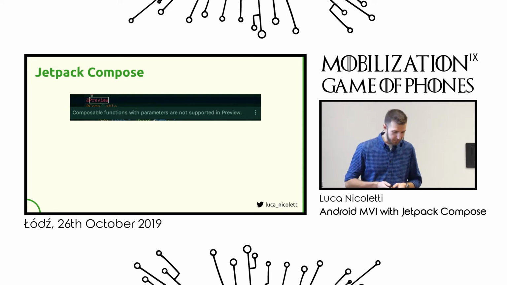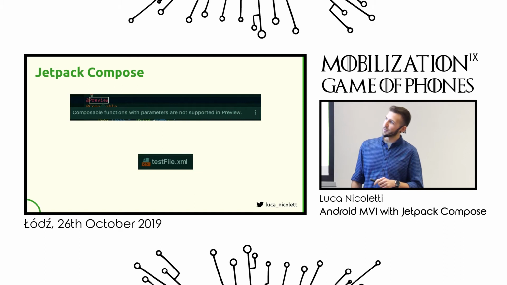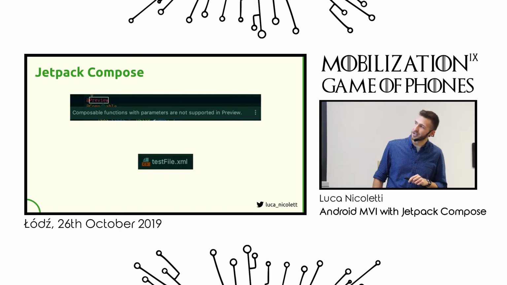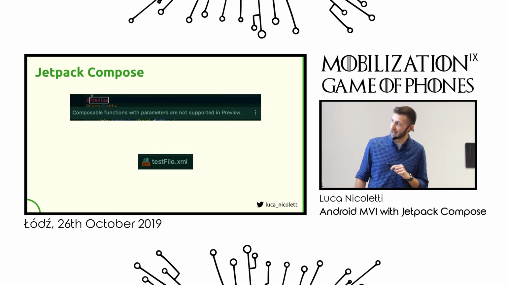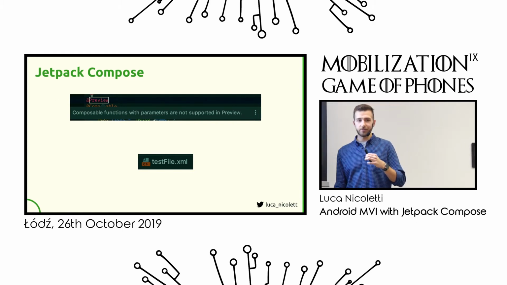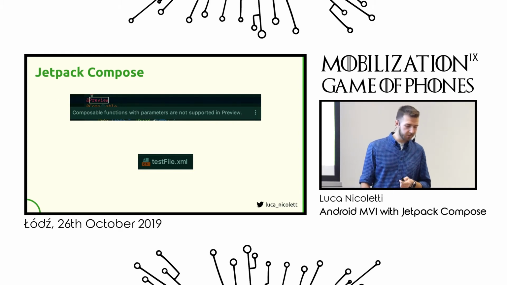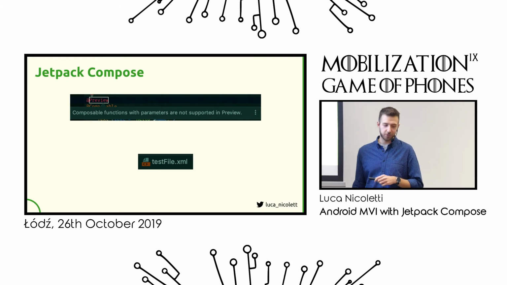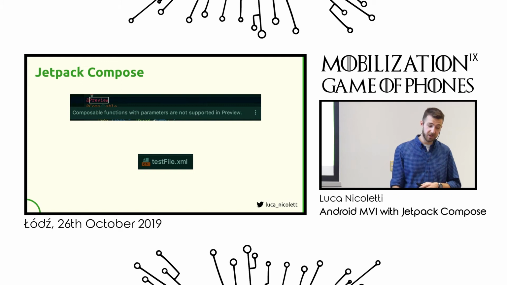And something that I found out this morning trying it: if you click on the preview in the nav bar, you can see that you're pointing to a test file.xml. So in order to show you the preview of a composable function, they're generating an XML file, which is using normal views, I guess, or they're just drawing on an XML file.